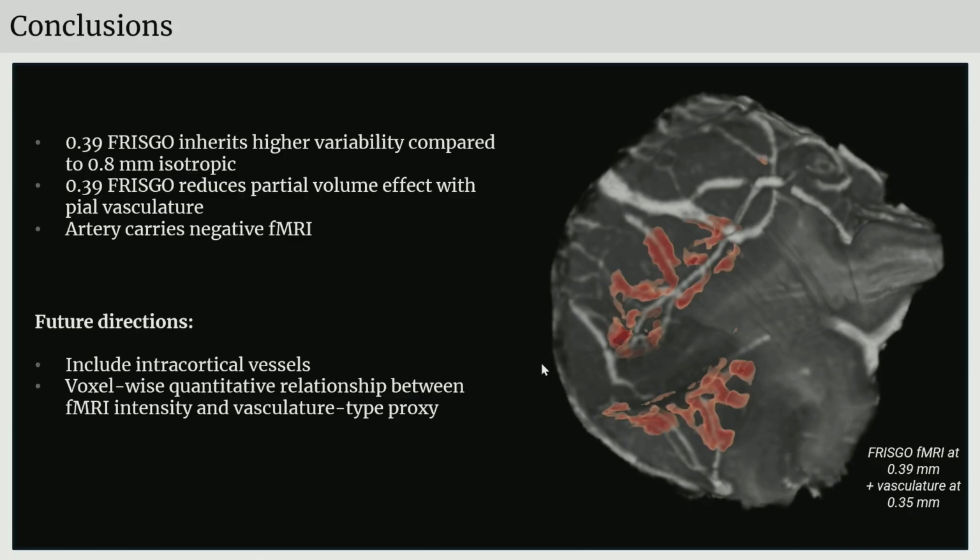And with that, I would like to conclude and highlight that at 0.39 we have a lot of variability, and we need to keep learning about our layer fMRI results and improve the interpretability. And I hope that the vasculature will help us in this task.